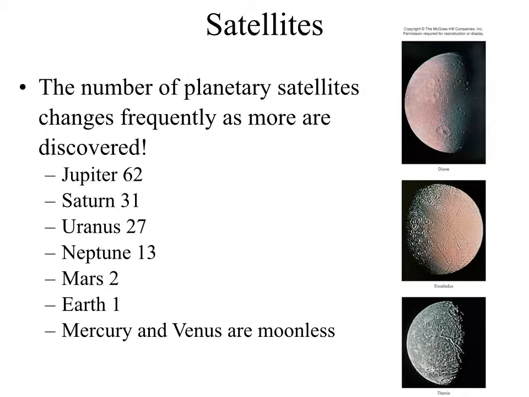Many of the planets in our solar system have other objects that orbit them, and we call these objects satellites. In some cases, we call them moons. For instance, Earth has one satellite, which we refer to as the moon. Mars has two, Neptune has 13, and Jupiter has a whopping 62. Mercury and Venus are moonless.